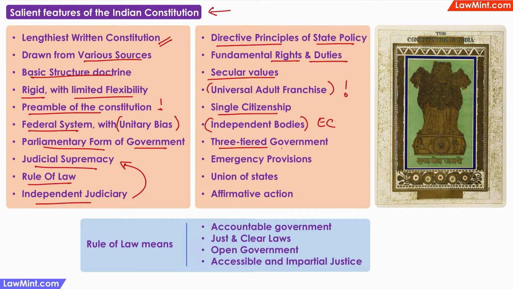It also prescribes a three-tiered government structure, that is government at the center, the state and local governments. There are also emergency provisions in the Constitution. And the fact that the Constitution declares India to be a union of states is also a unique feature. And it also talks about affirmative action. So these are some of the important salient features of the Indian Constitution. I will not go too much into the depth of these features now, because when we cover the various articles of the Constitution in this series, we will again be looking at each of these salient features in detail.